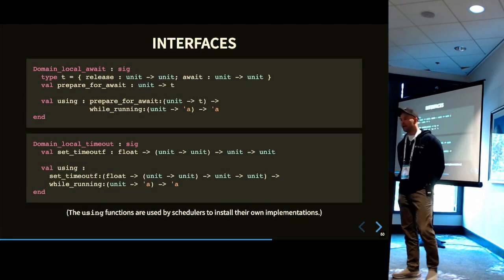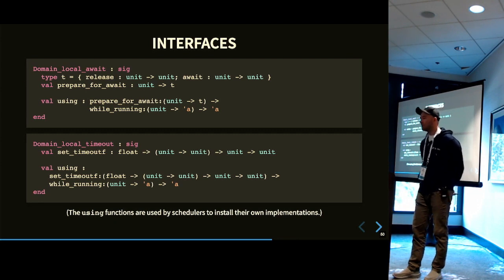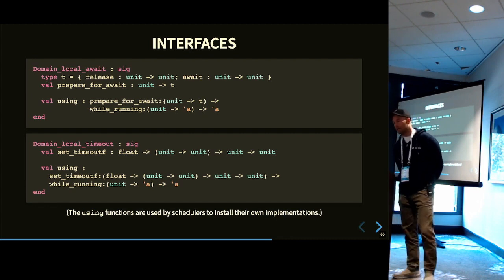So this is what I ended up with. The domain local await service allows you to suspend and resume the current thread of execution, and the domain local timeout service allows to request an action to be performed after specified time in seconds. The using functions are for schedulers to install their own implementations, much like one would install an effect handler. To use the services, one simply calls the prepare for await or the set timeout function.